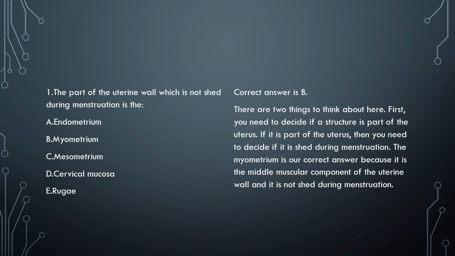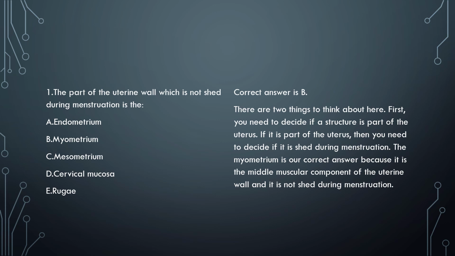In general, we have two things to think about here. First, you need to decide if a structure is a part of the uterus. If it is a part of the uterus, then you need to decide if it is shed during menstruation. Myometrium is the correct answer because it is the muscular component of the uterine wall and it is not shed during menstruation. Others like cervical mucosa and rugae are not part of the uterus, so they may not be included in the correct answer. I think you got it, guys.